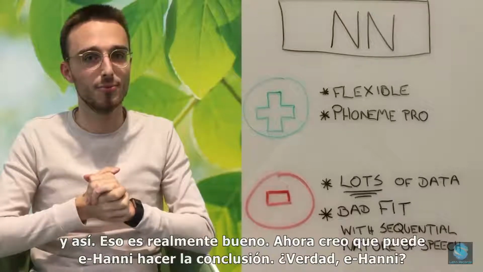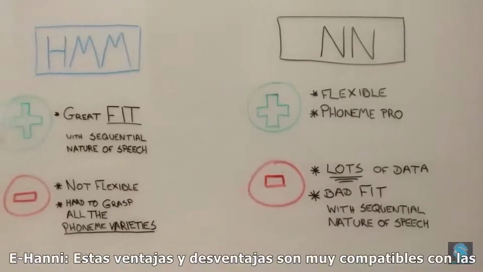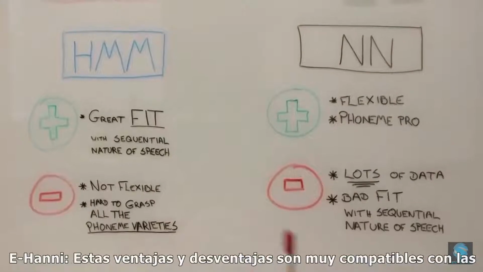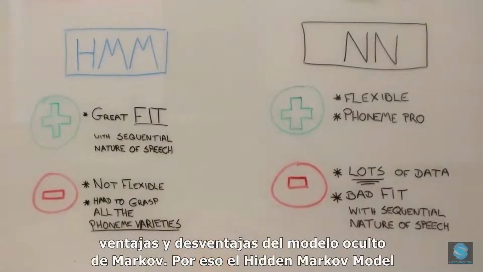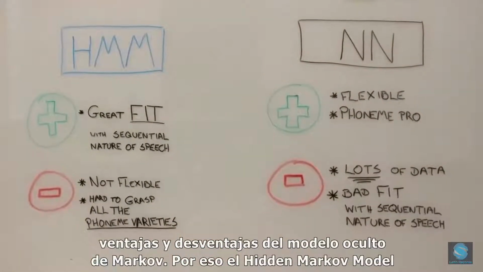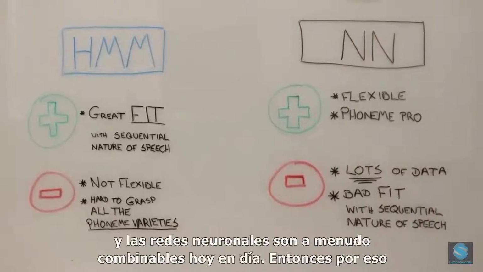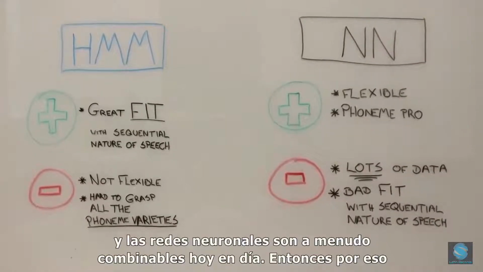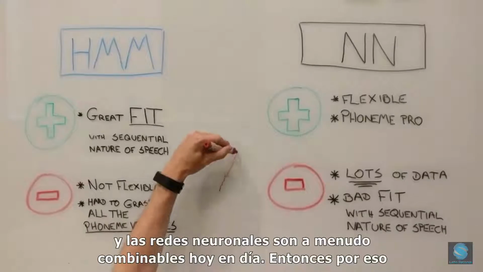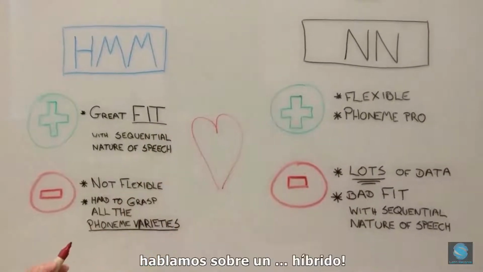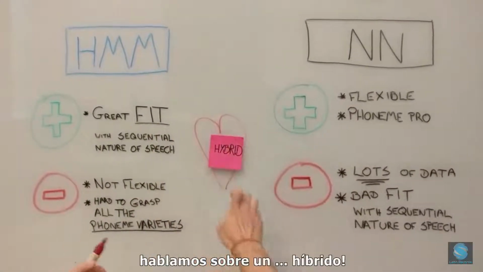Now I think it's for Ihani to do the conclusion. Right, Ihani? These plus and downsides are very compatible with the pluses and downsides of the hidden Markov model. That is why the hidden Markov model and the neural networks are often combined nowadays. So that's why we talk about a hybrid.